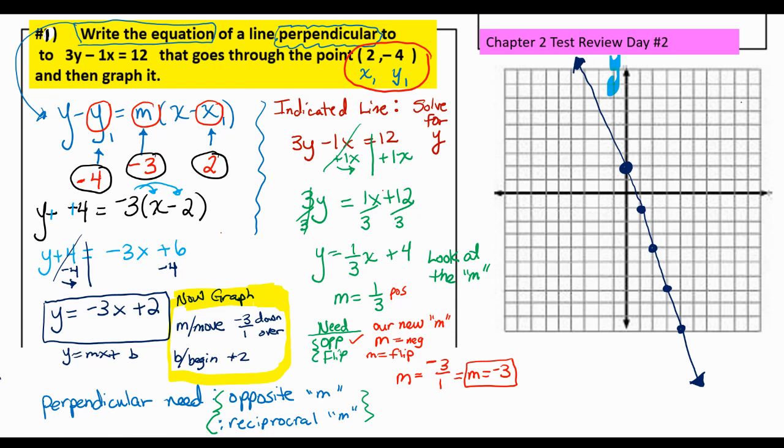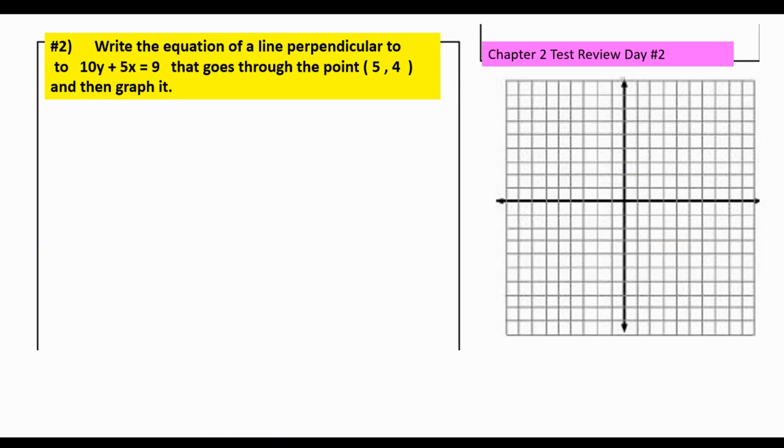Okay, one more. You may hit pause if you're not done with your notes here. So hit pause on the video. Okay, if you could write down number 2 on page 144 of your white note-taking guide. Write down the problem in yellow. Write down all those words. Write the equation of a line perpendicular to 10y plus 5x equals 9 that goes through the point (5, 4), and then graph it. You can hit pause here if you need to.